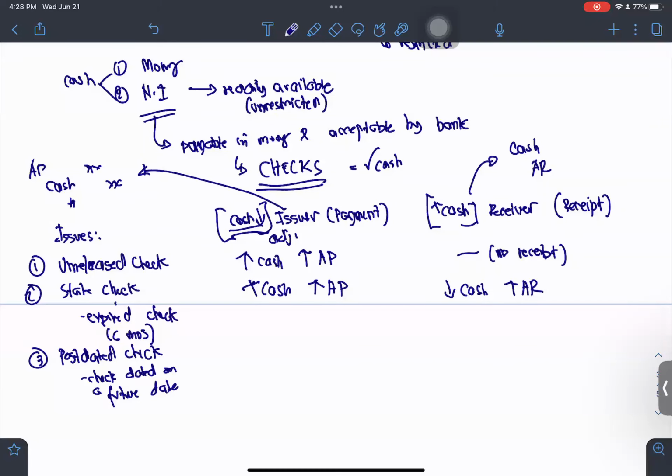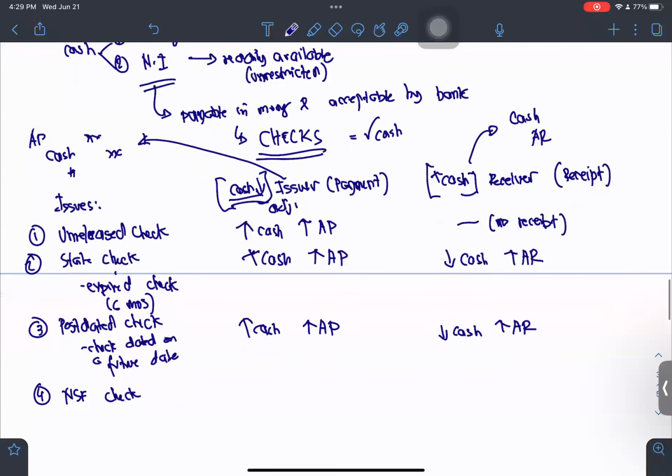So as of June 21, do you have the right to use unrestrictedly that cash? No, you don't have the right. Since you don't have the right, then it means it is not part of your cash. So what then is the adjustment? You need again to increase your cash and to increase your AP for the issuer. For the receiver, again, you need to decrease the cash and you increase your AR. That's for post-dated check.